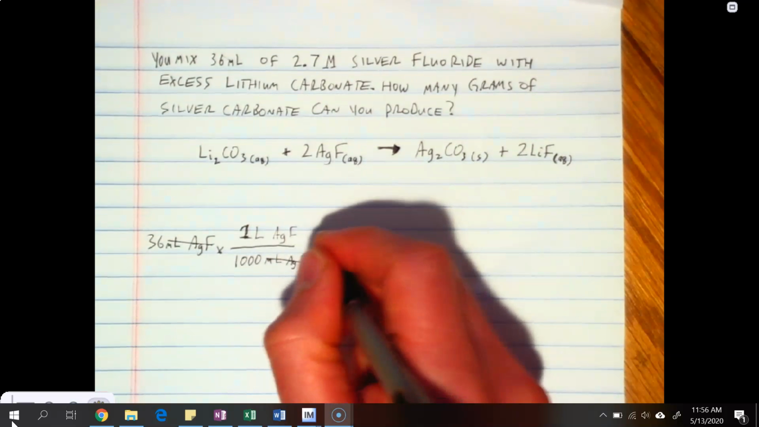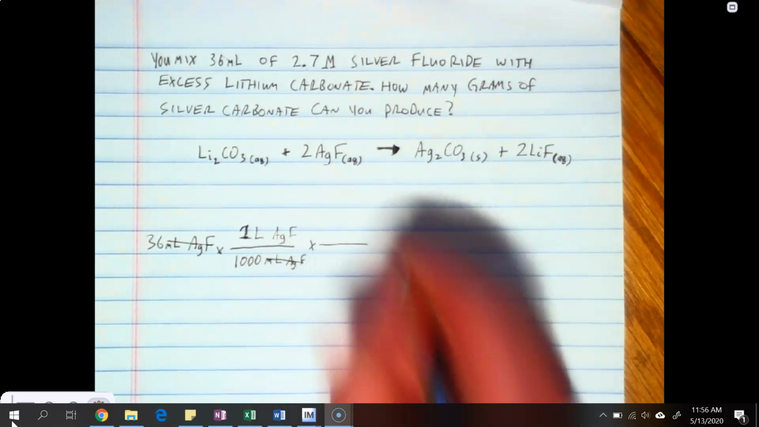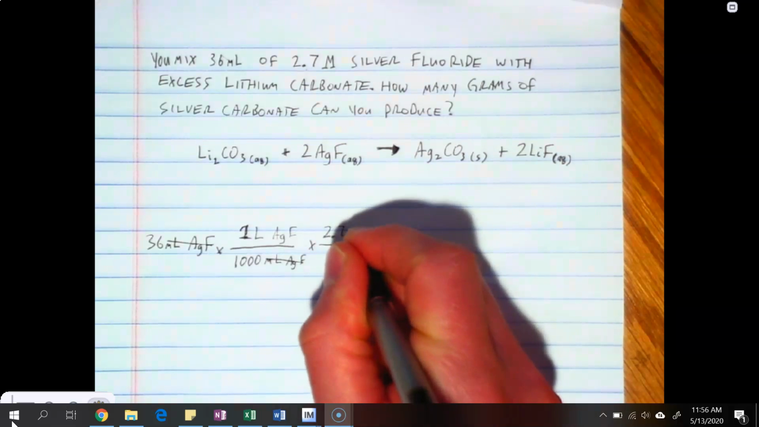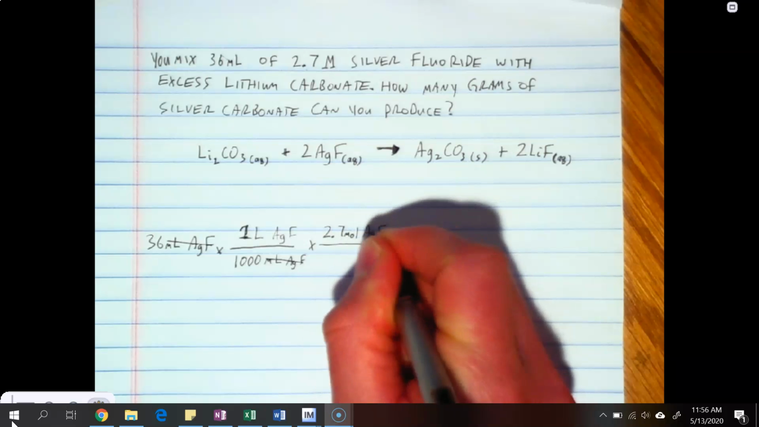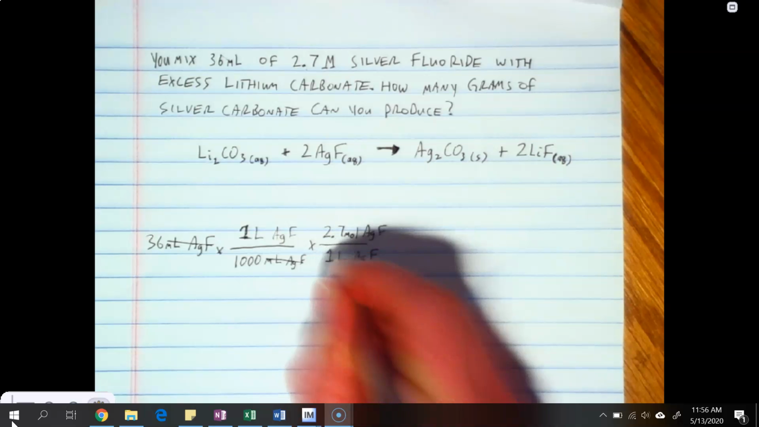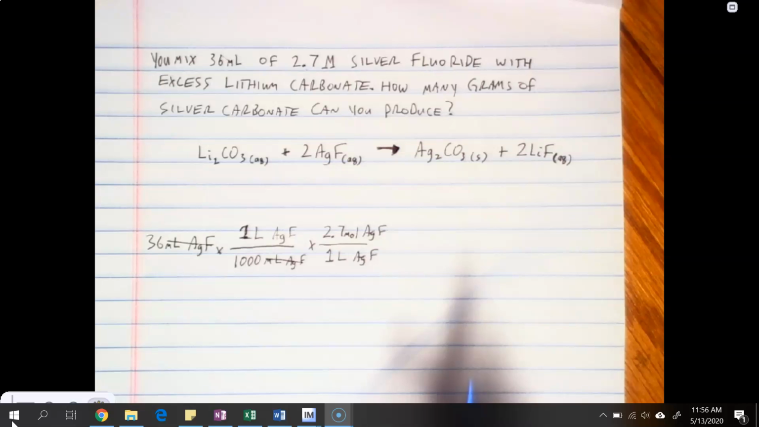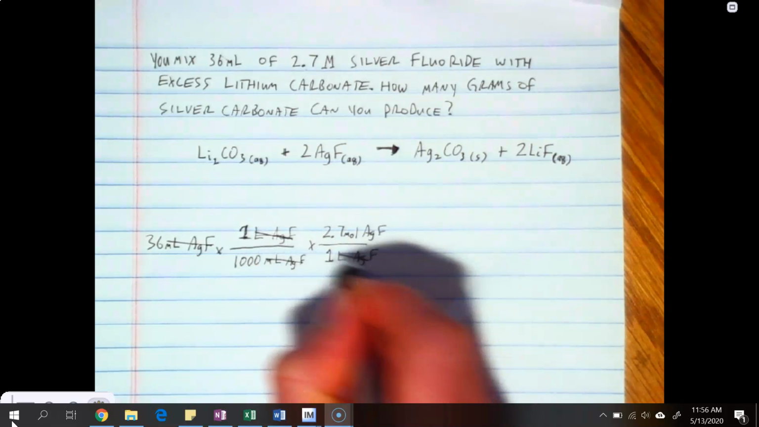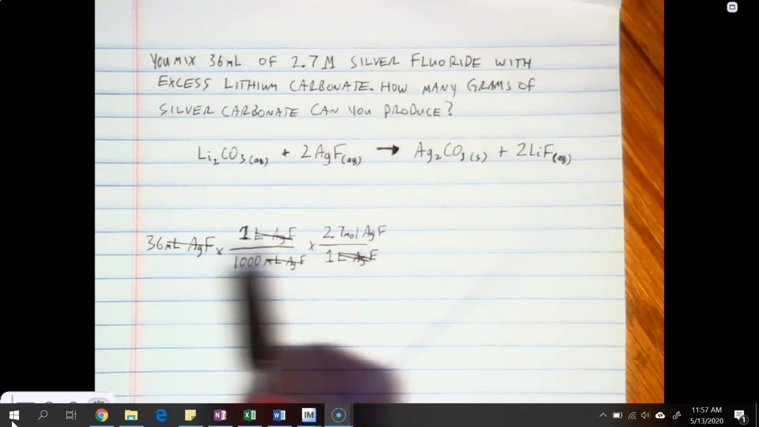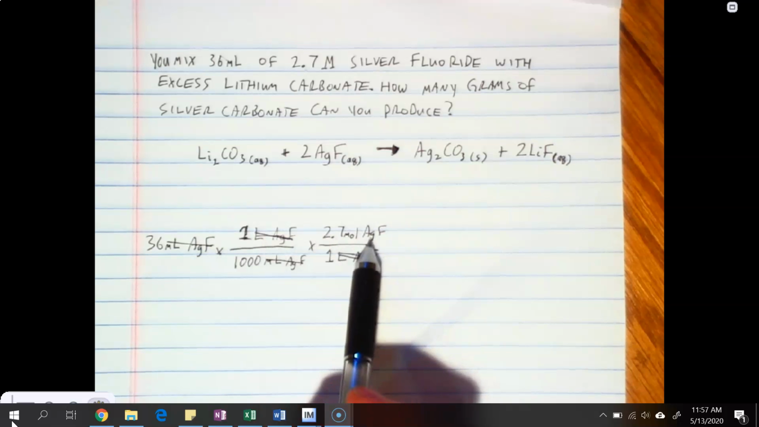So I can do another fraction here and say, hey, I know there are 2.7 moles of AgF for every 1 liter of AgF. And if you can see here, now my units cancel. What we just did here is the only new part about molarity versus gram-to-gram calculations. Because at this point, if I did this math, I would have moles of AgF.